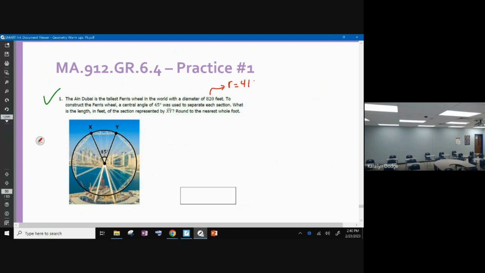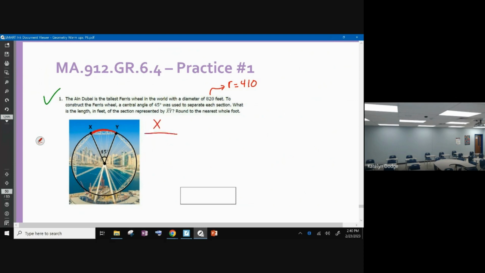Just as a side note, my radius is going to be 410 feet. And we have a central angle of 45 degrees used to construct this Ferris wheel, and it separates each section from the other. So we want to know the length in feet of this section. This looks like arc length to me. Arc length XY.